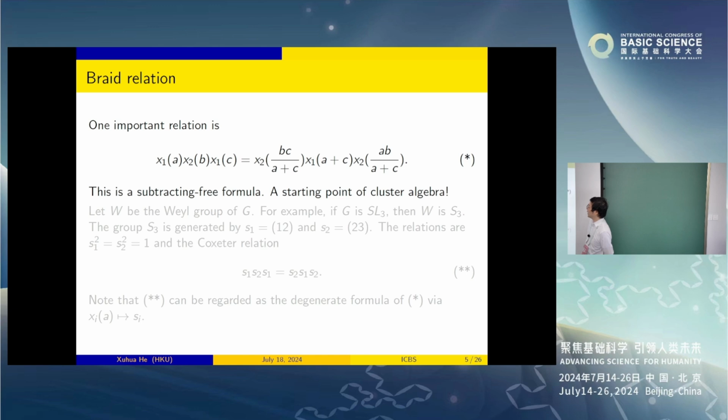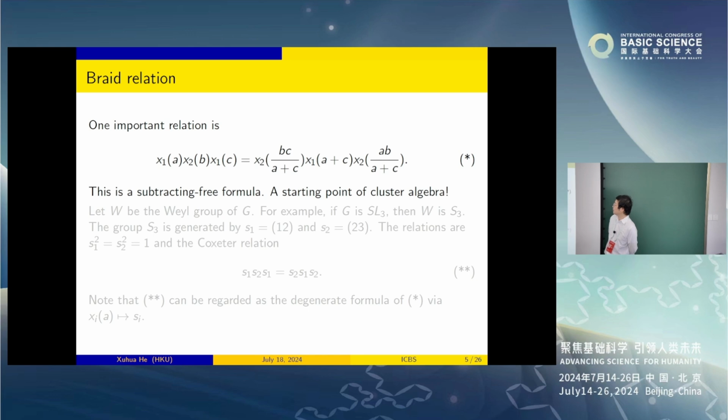The x1, x2, x1 equals this x2, x1, x2, and with the slightly more complicated formulas, bc over a plus c, and b over a plus c. And a key part is that this expression is subtraction free. We have addition, multiplication, and divisions for these formulas, but there's no subtraction.